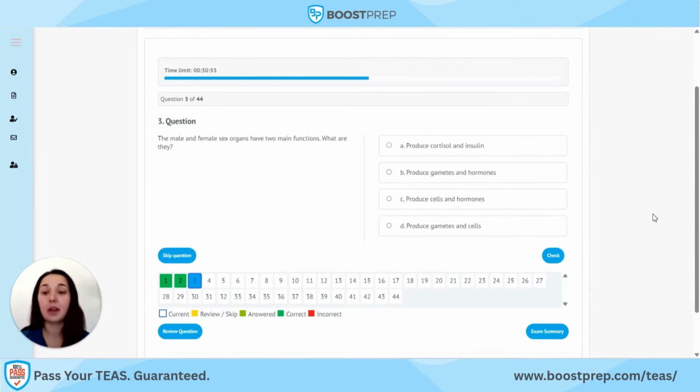Question 3. The male and female sex organs have 2 main functions. What are they? A. Produce cortisol and insulin. B. Produce gametes and hormones. C. Produce cells and hormones. D. Produce gametes and cells.